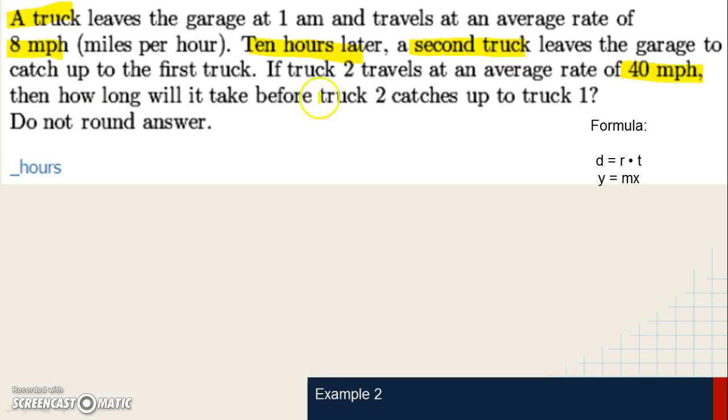Anyways, if truck 2 travels at an average rate of 40 miles an hour, then how long will it take before it catches truck 1, right? So how long is it going to take truck 2? So we've identified the very important information, so we can go ahead and now try to put it all together.